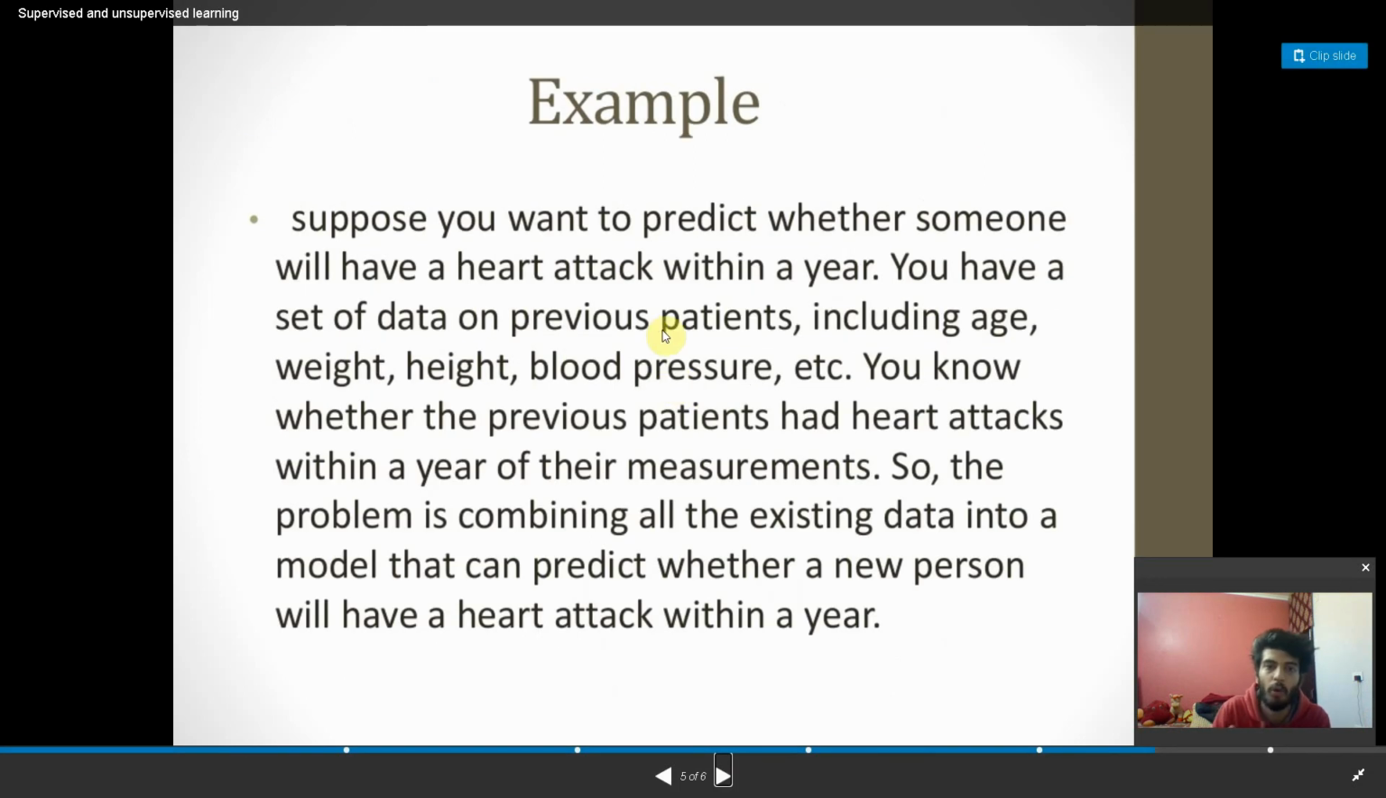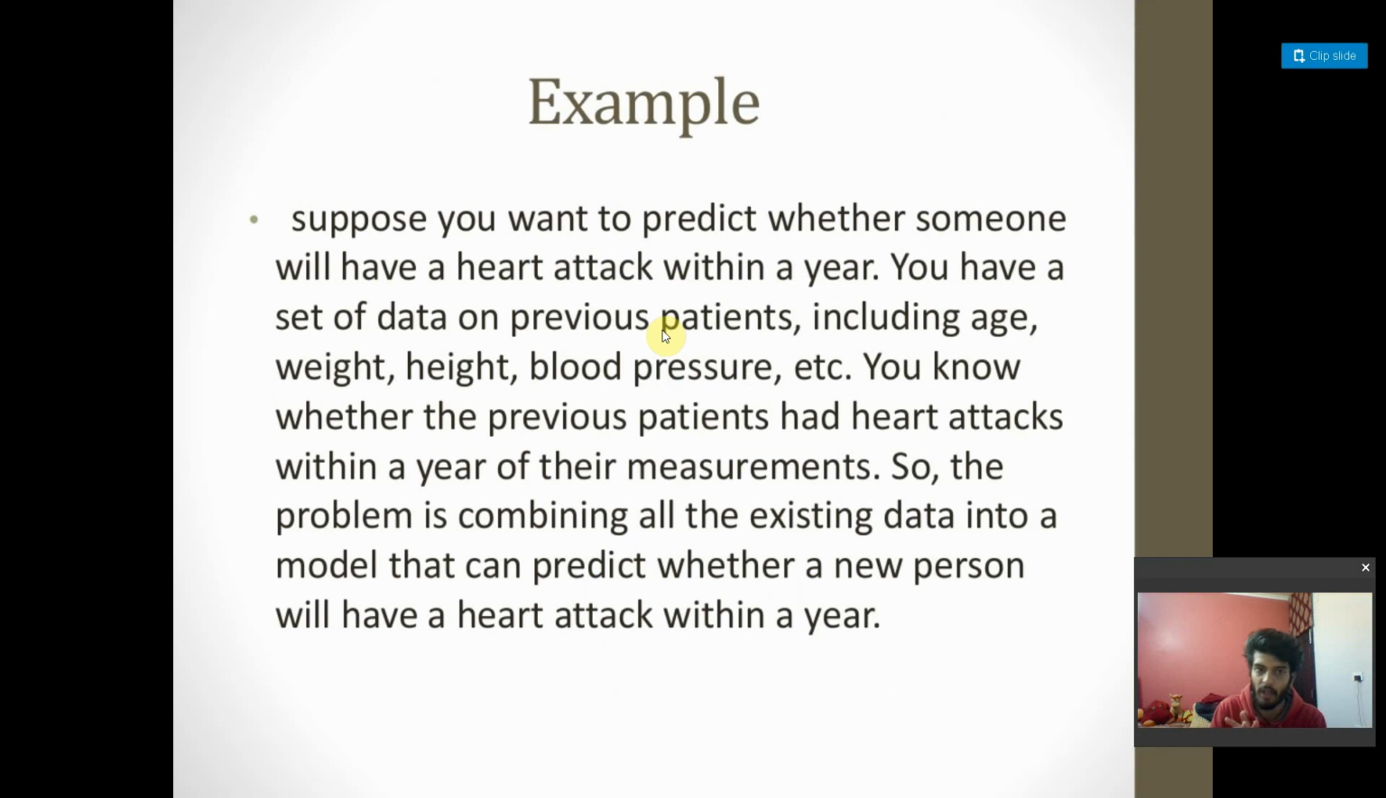Let's take an example. Suppose you want to predict whether someone will have a heart attack within a year. You have a set of data on previous patients, including age, weight, height, blood pressure, etc. These are the features of our data. You know whether the previous patient had a heart attack within a year of their measurement.